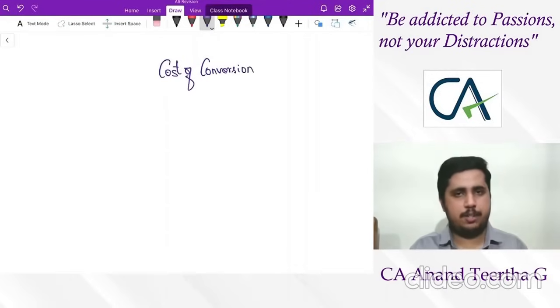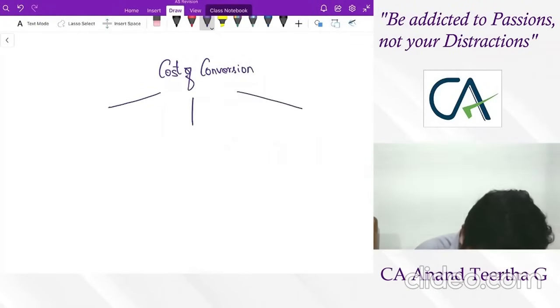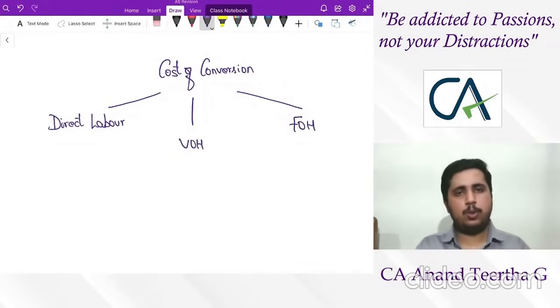Cost of conversion basically will have three things. One is direct labor, then variable overhead, then fixed overhead. So we will be having a total of three costs. Variable overhead and fixed overhead will come under overheads. Direct labor is another type of element. Now, how do you value cost whenever it comes to direct labor, variable overhead and fixed overhead?